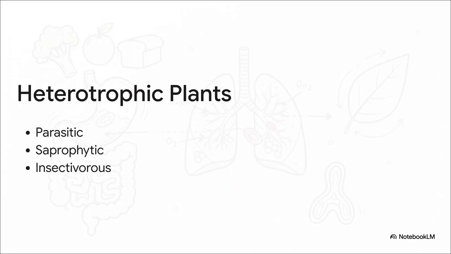But you know, biology loves to break its own rules, right? So this is prime multiple choice trivia. Not all plants are purely autotrophic. Check these out. Parasitic plants steal nutrients from a host. Saprophytic plants feed on decay. And insectivorous plants literally trap and digest bugs. Evolution is incredibly sneaky sometimes.